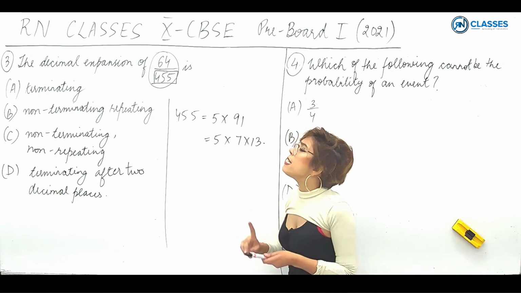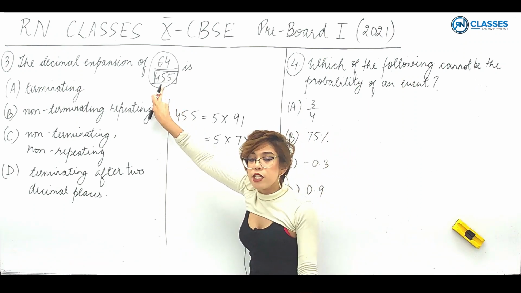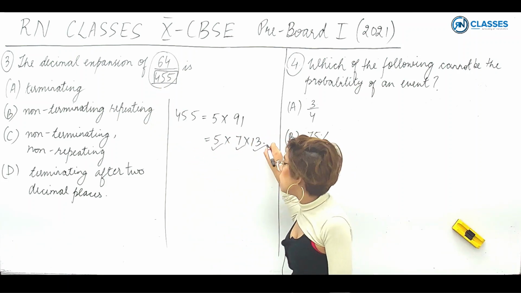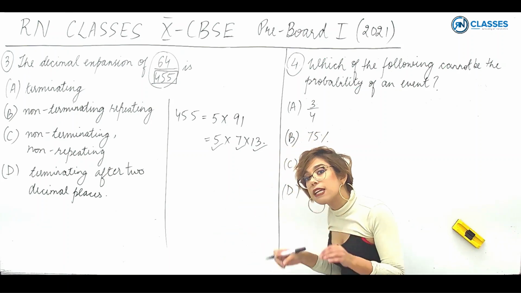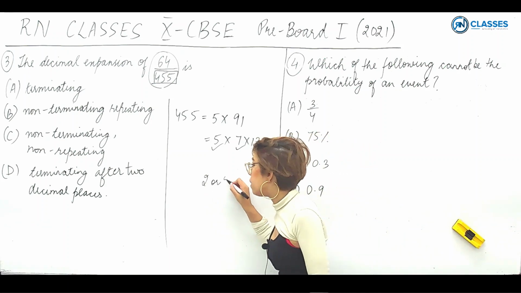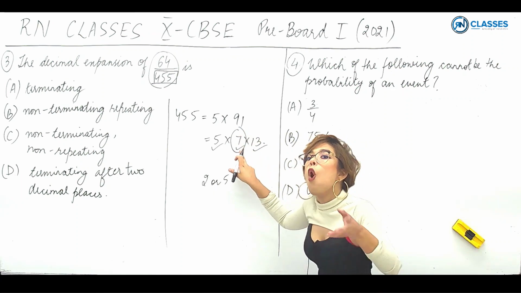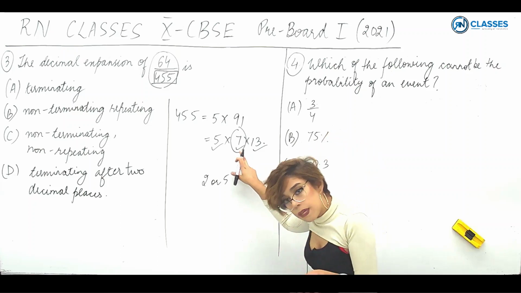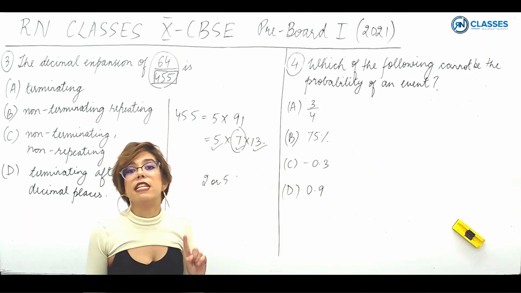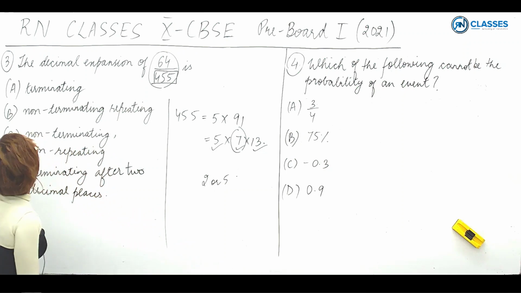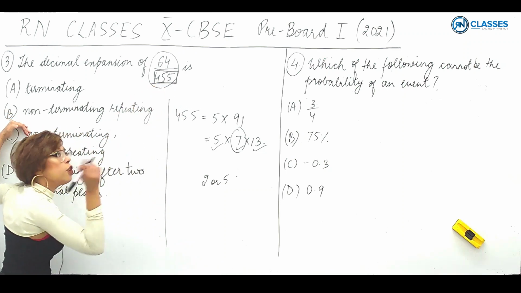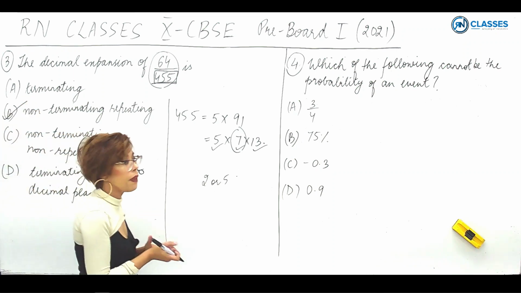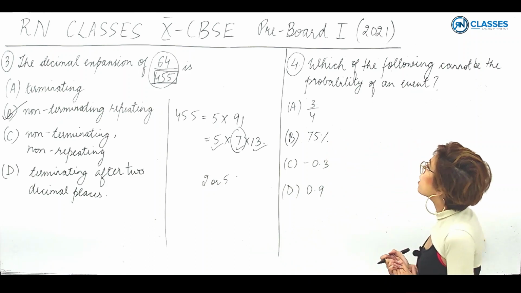Right. Now, as I can see, the prime factorization of the denominator consists of only 5, 7 and 13. Since it has factors other than 2 or 5, 7 is present, that means it would be a non-terminating decimal expansion. Obviously, a rational number, if non-terminating, would be recurring. So that means option B is the correct one. Right? Now, on to the next question.